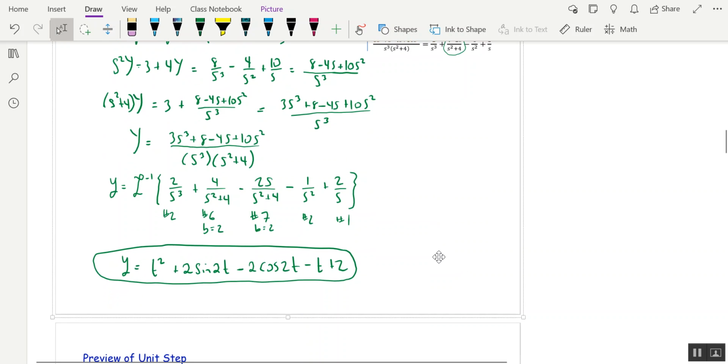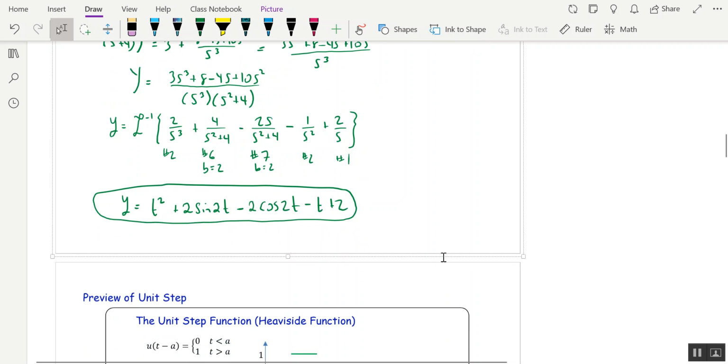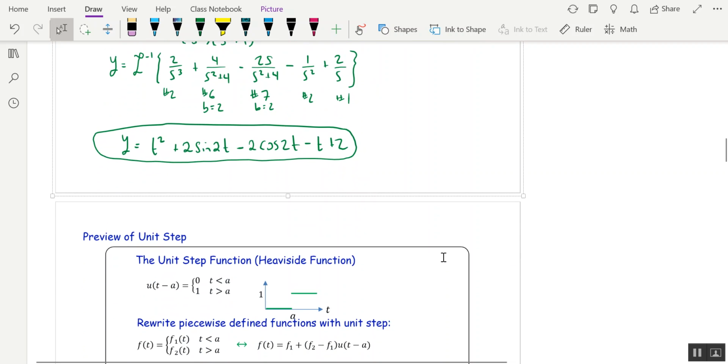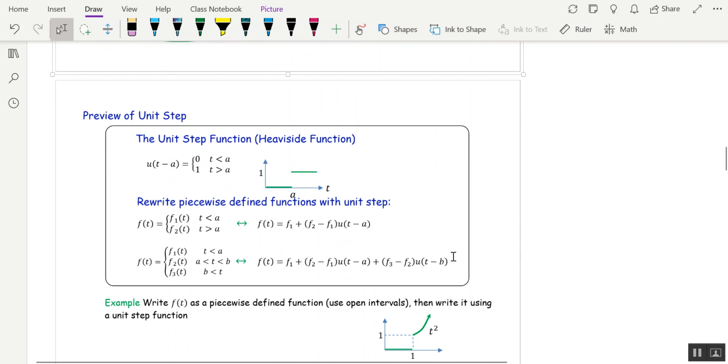All right, so you've got some practice problems at the end, but I want to do a preview of the next section, just get us started a little bit, a preview of the unit step function. The unit step function is also called the Heaviside function, and it's an on-off switch. It's defined as u of t minus a. A will vary from problem to problem. It could be 1, 2, 3, 4, but the function is 0 until you get to a, and then it's 1 after a. So on and off and on.